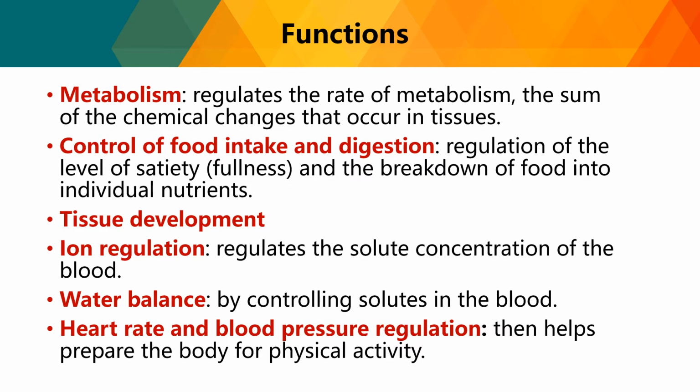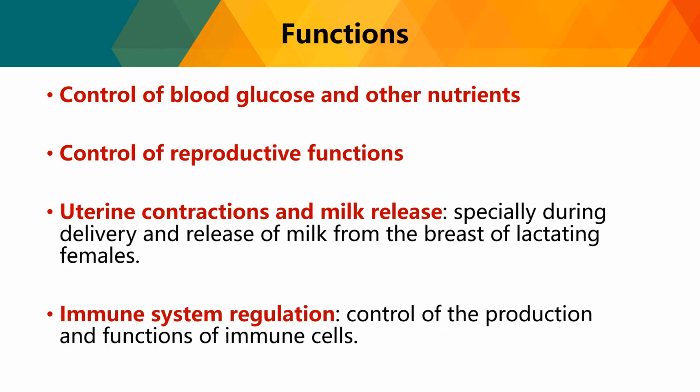It also has ion regulation, meaning it regulates the solute concentration of the blood. Next, you have water balance. So the endocrine system is responsible for controlling the solutes in the blood. And of course, heart rate and blood pressure regulation, which helps prepare the body for physical activities. You also have the control of blood glucose and other nutrients. So basically, blood glucose is the sugar in your blood.